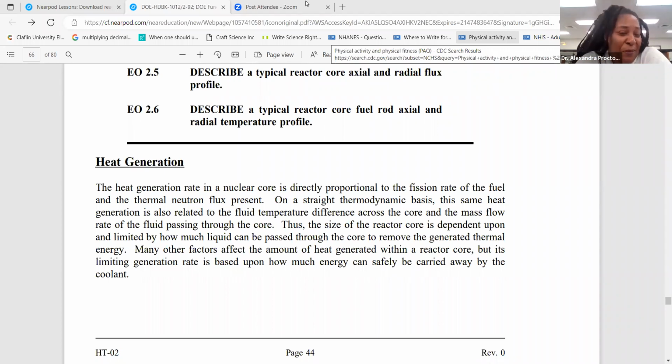So heat generation. I have to delete that part.